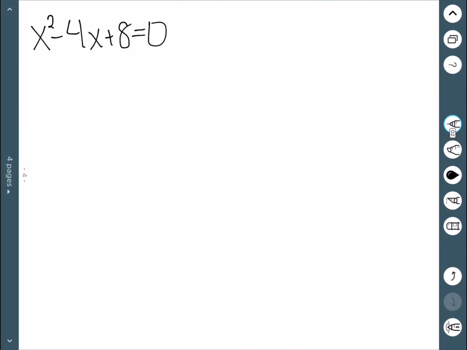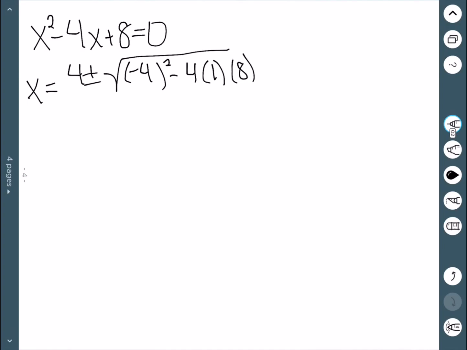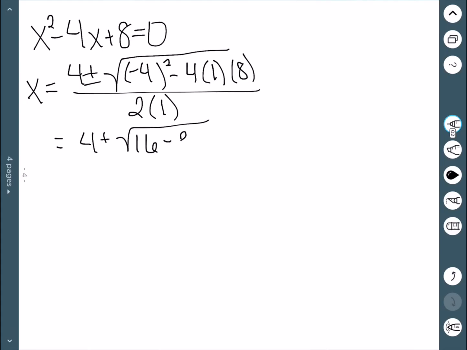With this one, we can't just use our square root property, but we can still use our quadratic formula. Negative b would be +4, plus or minus the square root of b squared, so -4 squared, minus 4 times a, which is 1, times c, which is 8, all over 2 times a, which is 1. So this gives us 4 plus or minus the square root of 16 minus 32 over 2.